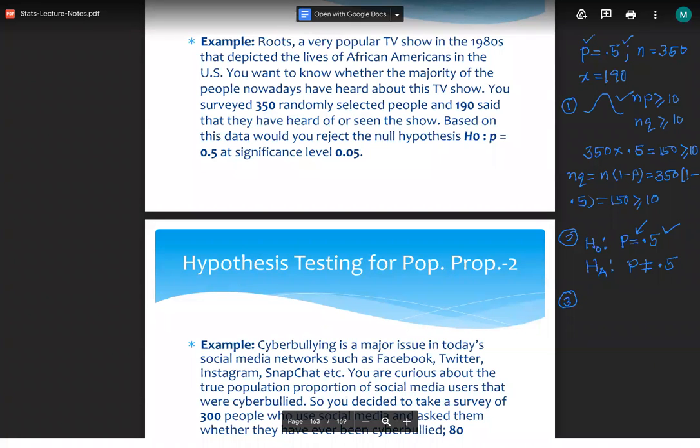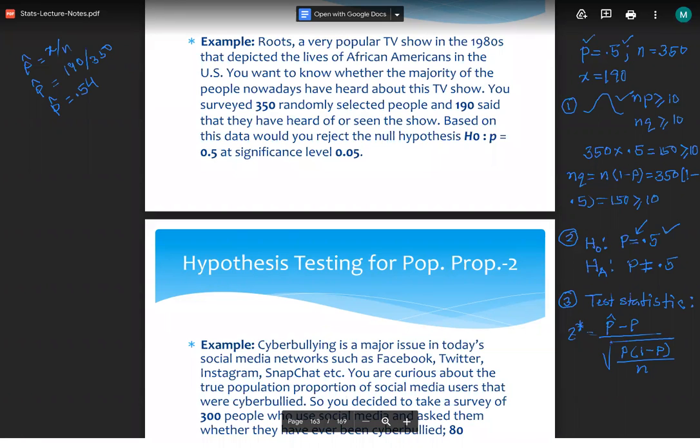Step number 3, you have to find something called the test statistic. The test statistic, not statistics, is Z star is equal to P hat minus P, divided by the square root of P times Q, which is 1 minus P, divided by the sample size N. Now, P hat is something you need to find. P hat, remember, is X over N, which gives you P hat is equal to 190 over 350. So 190 divided by 350 is roughly 0.54. Your P hat is 0.54, okay?